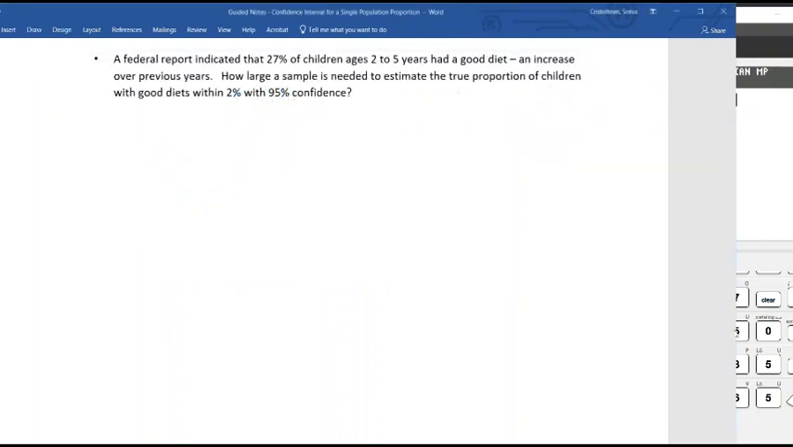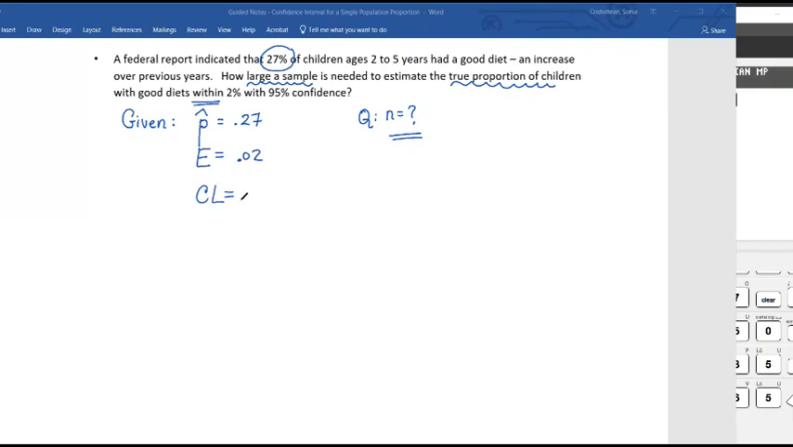Here is a problem related to finding a sample size. A federal report indicated that 27% of children ages 2 to 5 had a good diet, which is an increase over the previous year. How large a sample is needed to estimate the true proportion of children with good diets within 2% with 95% confidence? So the given information is p hat = 0.27. How large a sample should be? We're looking for n. Within 2% means margin of error is 0.02 and the confidence level is 0.95.